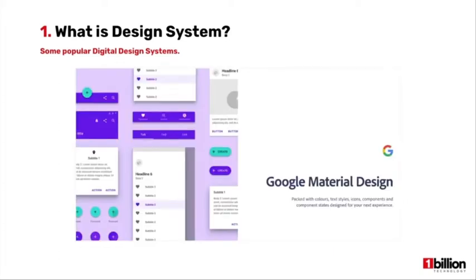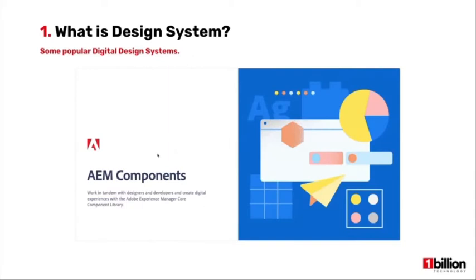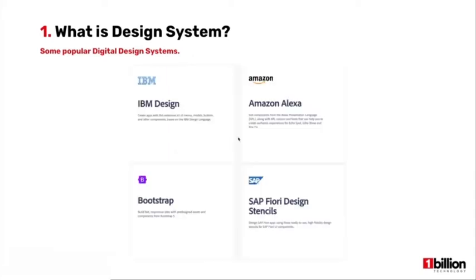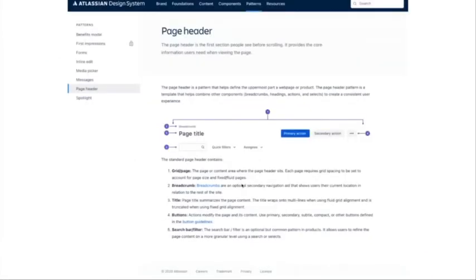And Google Material Design and Adobe AEM components. So they are guidelines, and some others like IBM design, Amazon, Bootstrap, and SAP. So they have their own kind of design system. Okay, so Atlassian I also took as an example because in our day-to-day activities we use this. So we might have seen all the components, how they have arranged them and everything, right? So they have their patterns, brand, and everything on their site itself.